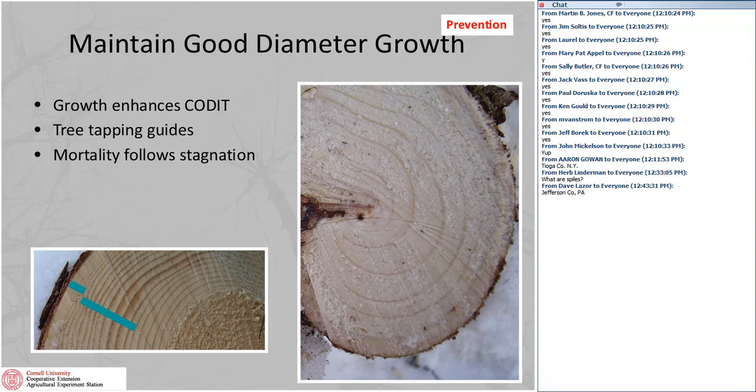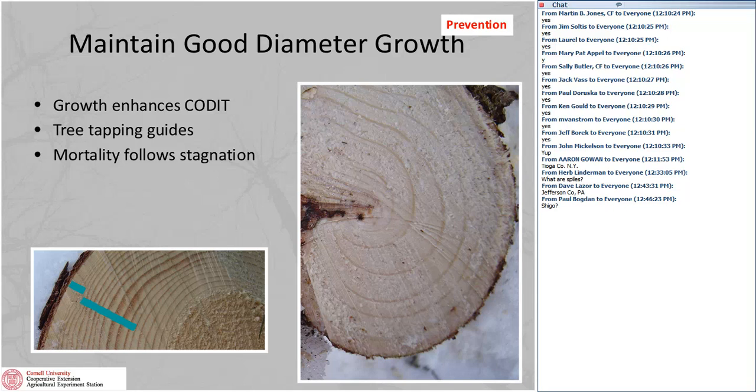So compartmentalization of decay in trees. When a tree is wounded, it isolates that wound, and it essentially tries to prevent microorganisms from spreading throughout the tree. Following tapping guidelines, for example, is a good way to ensure that you reduce the damage to the tree and that it's able to heal correctly. If the trees are not growing well, they're going to stagnate. The other trees will grow taller than them, so you will get vertical stratification in the crown of your forest. The smaller trees are going to be more likely to die, but the bigger trees have still suffered through competition.